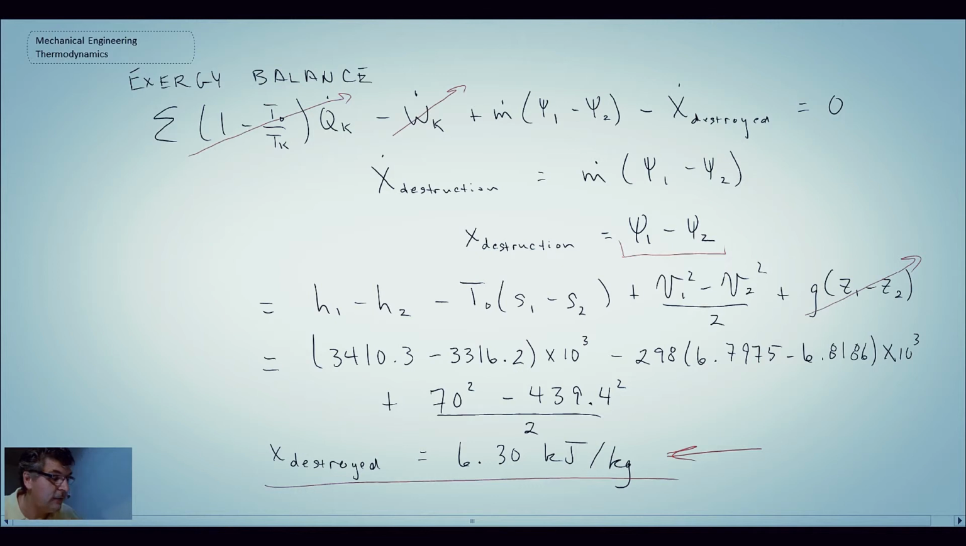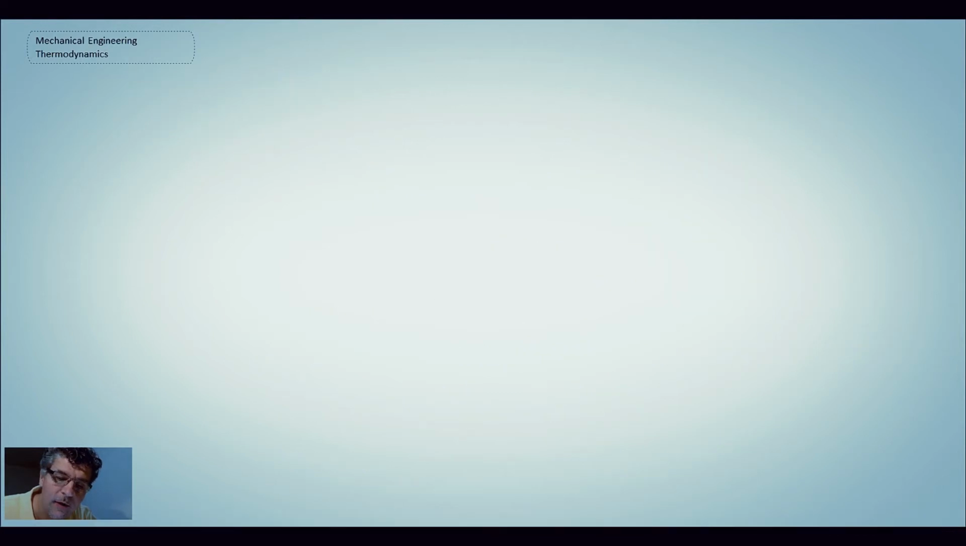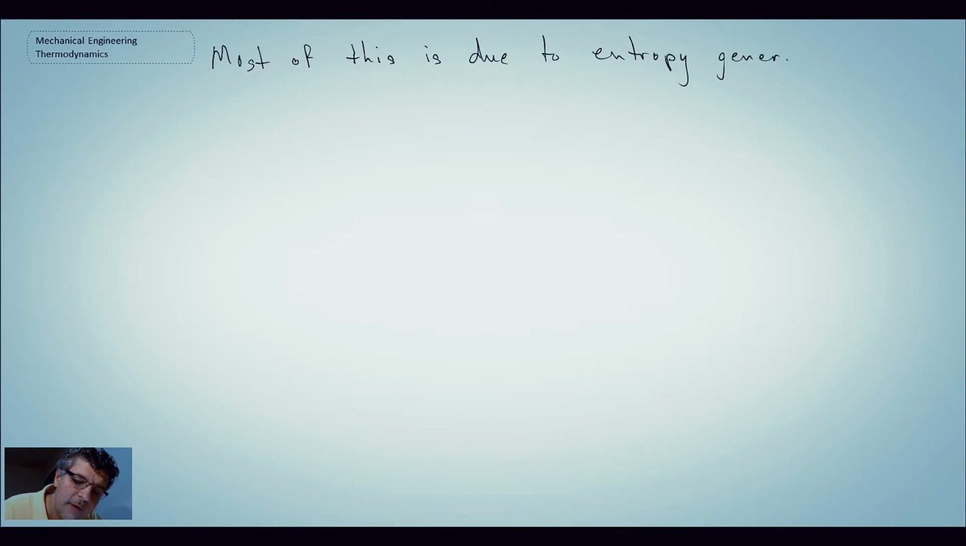So now what can we say about this? Why are we getting exergy destruction with this nozzle? Well, most of the exergy destruction is due to entropy generation. So where is the entropy coming from? Where could we have entropy generation within a nozzle?